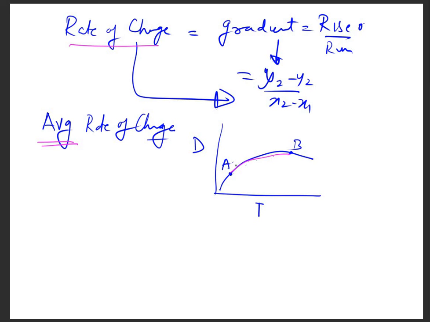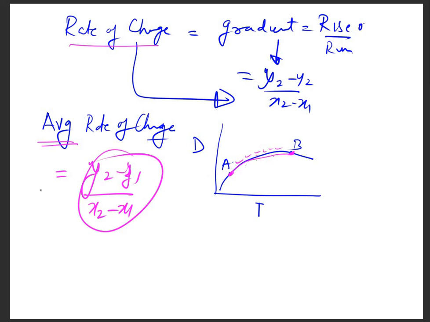So average rate of change will just average out all the gradient values, the infinite gradient values between the points A and B. But I don't care about what's happening between A and B. I'm just concerned about the average rate of change. So I will just pick up the x and y here, and the x and y here, and the way I find my normal gradient, I'll just go the same direction. So average rate of change is also y2 minus y1 over x2 minus x1.